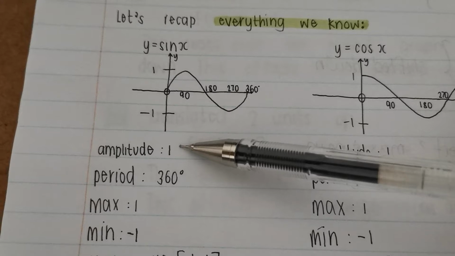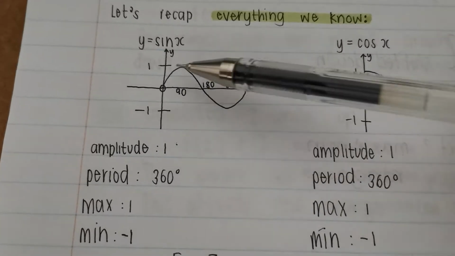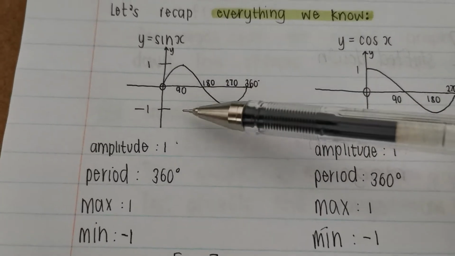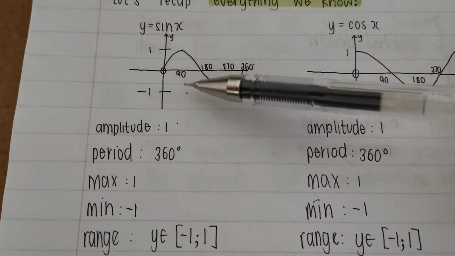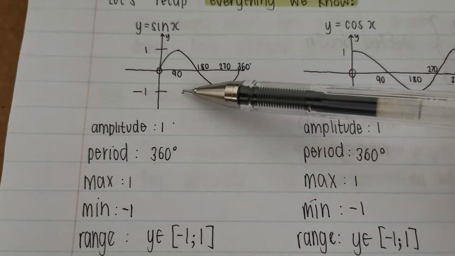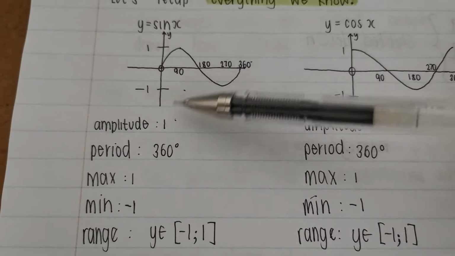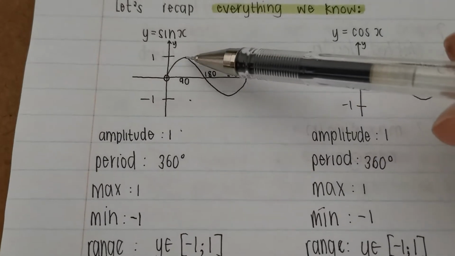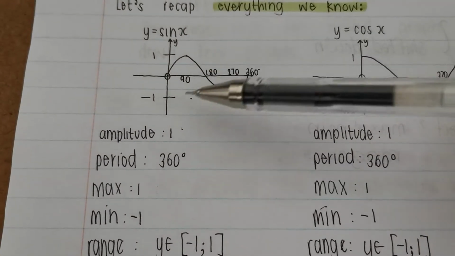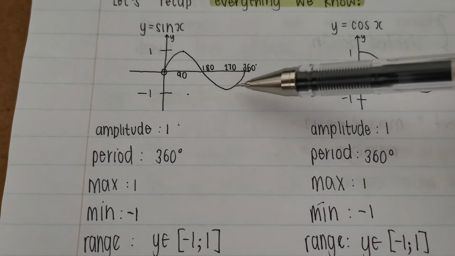We know that our amplitude is 1. How do we calculate amplitude? Maximum minus the minimum divided by 2. Okay, so that's 1 minus -1. That is 2. 2 divided by 2 is 1. Okay, then I already spoke about the period. The maximum you can see is 1. The minimum you can see is -1.